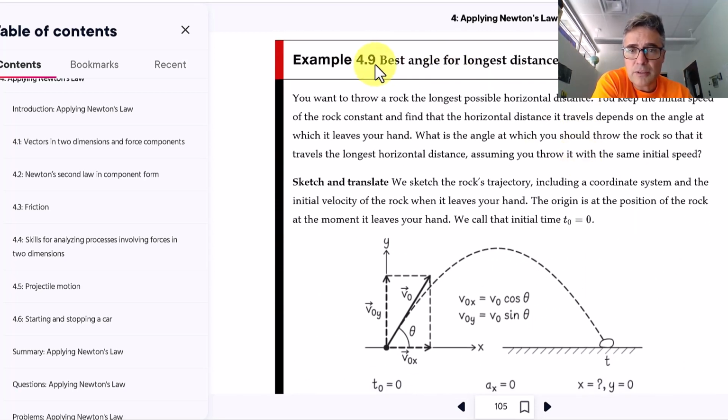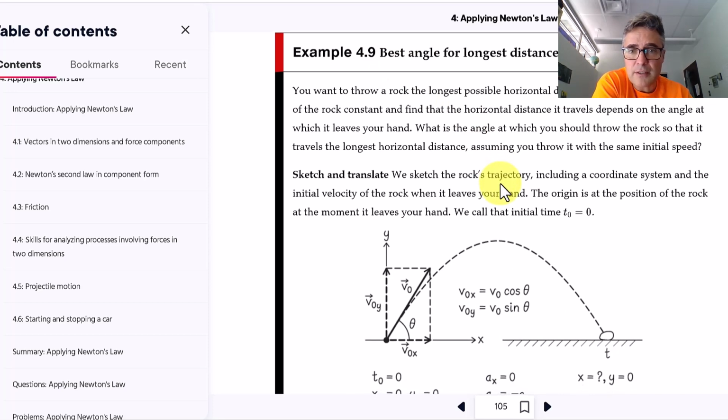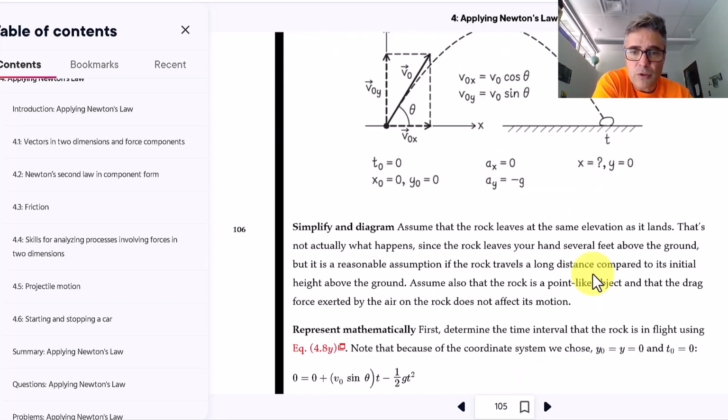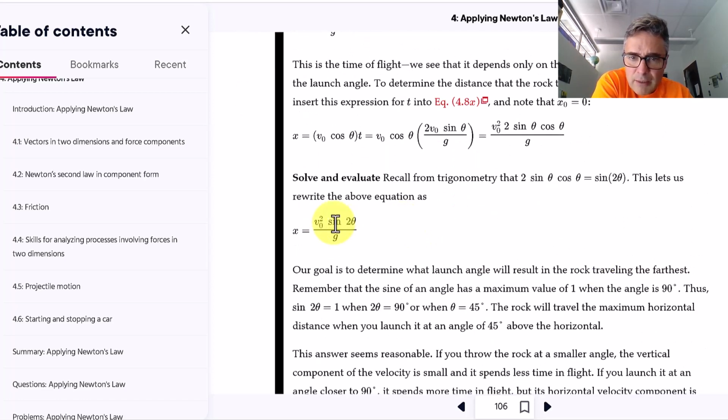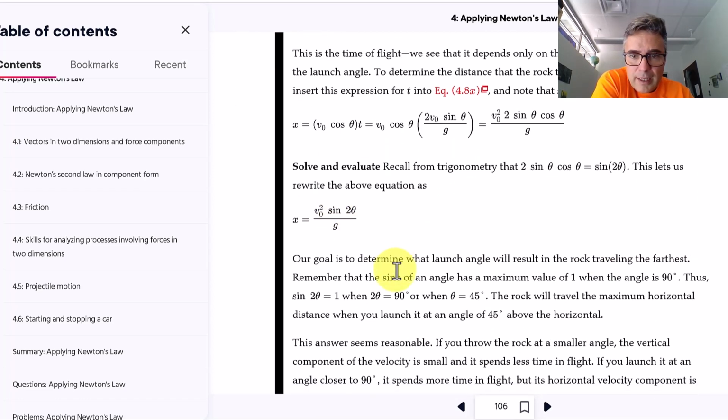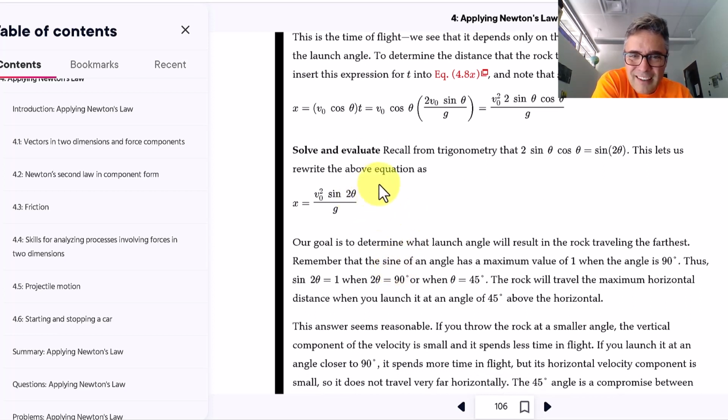And so there's an example: best angle for longest distance. You want to throw a rock the best horizontal distance, sort of a range. They come up with this equation, and this is really the equation that you get. You should be able to get that.